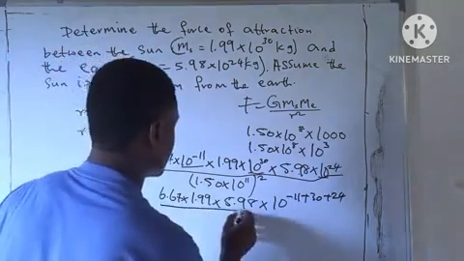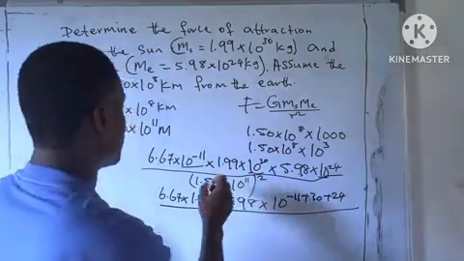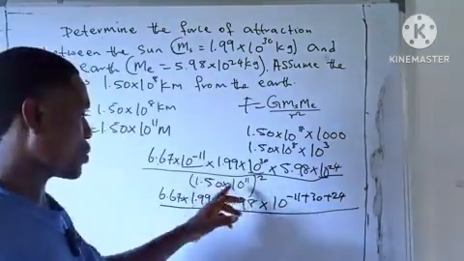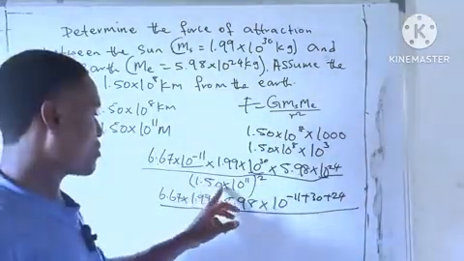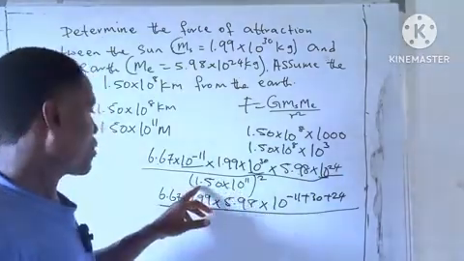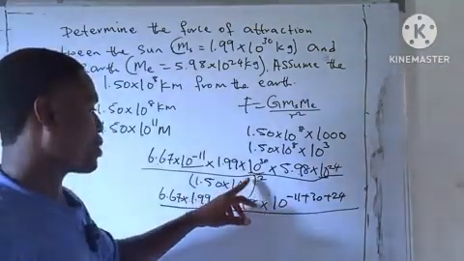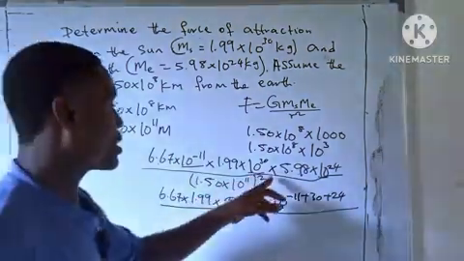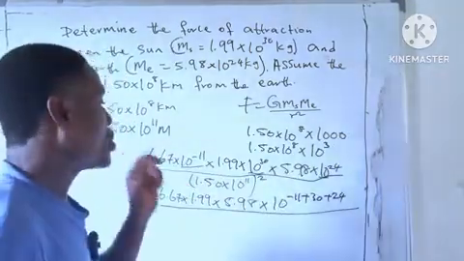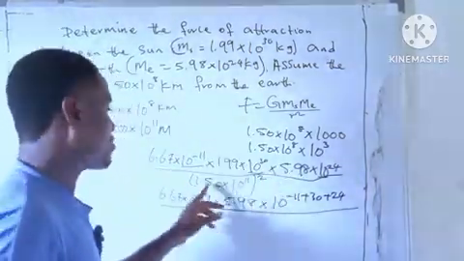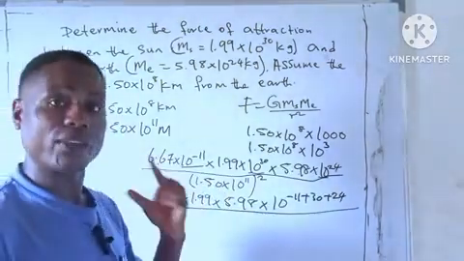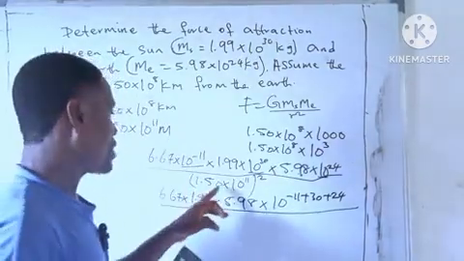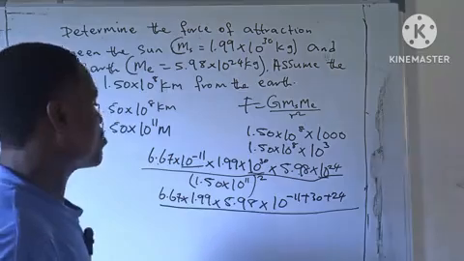So everything is divided by what? Now look at this place. You have to be very careful when solving this. Under this we have 1.50 times 10 raised to power 11, all in the square. Note that this square is affecting everything inside this bracket. Are you getting it? Everything inside this bracket.